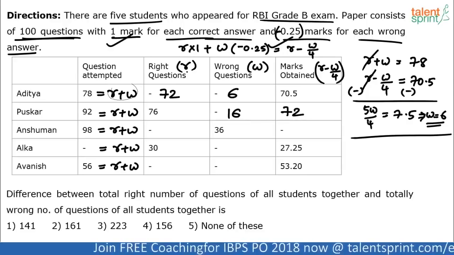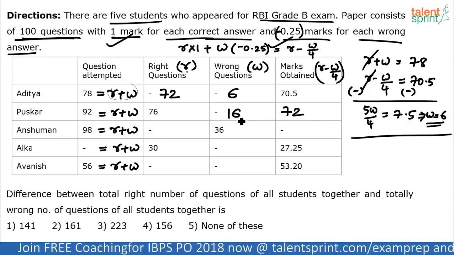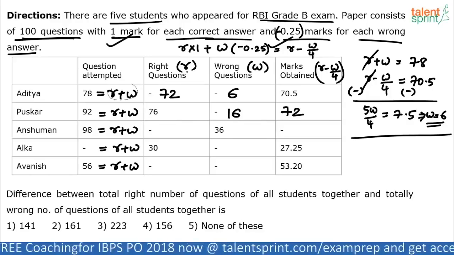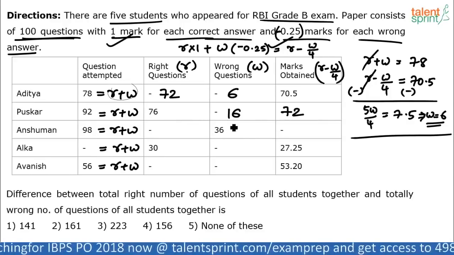Without putting pen on paper, you're able to follow. Multiply this by 1 and multiply this by minus 0.25. So 76 into 1 is 76. 16 into minus 0.25 is 4. 76 minus 4, 72.